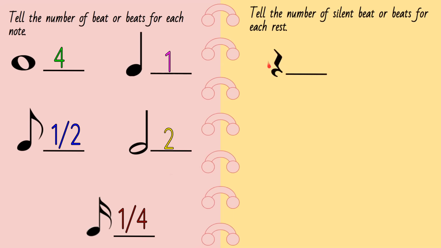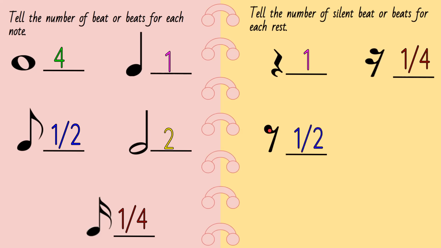This one is what we call a quarter rest. Correct. Quarter rest. How many beats does quarter rest have? Correct. 1. How about this one? 2 flags. So it is 16th rest. How many beats or silent beats? Correct. 1/4 only. 1/4 silent beat. Okay, this one. This is 8th rest. Only 1 flag. How many silent beats? Correct. 1/2 silent beat.